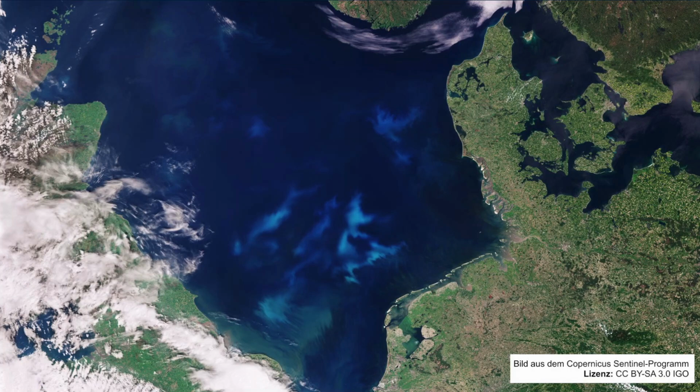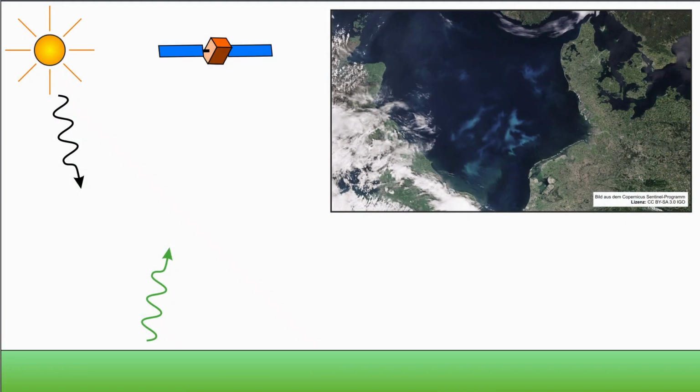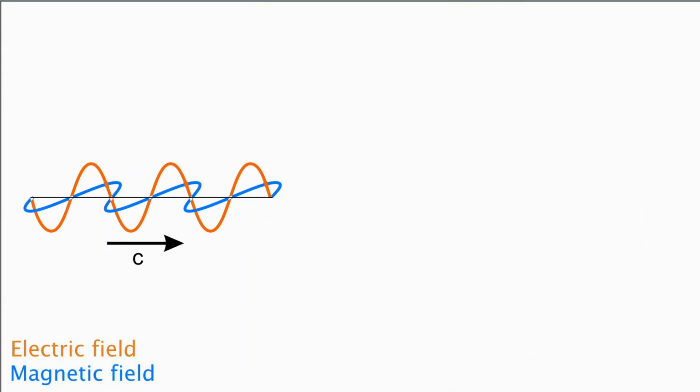Let's start with a typical satellite picture. This one has been taken by the Copernicus Sentinel program from the North Sea. How are such pictures taken? Very simple. Radiation from the sun is reflected by the Earth's surface and recorded by a camera on the satellite. The satellite is taking a picture. Before looking at more sophisticated techniques, we have to learn a bit more about the nature of light.